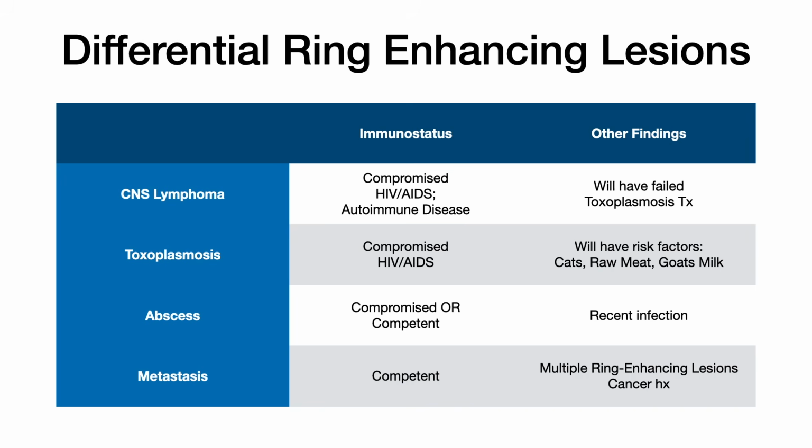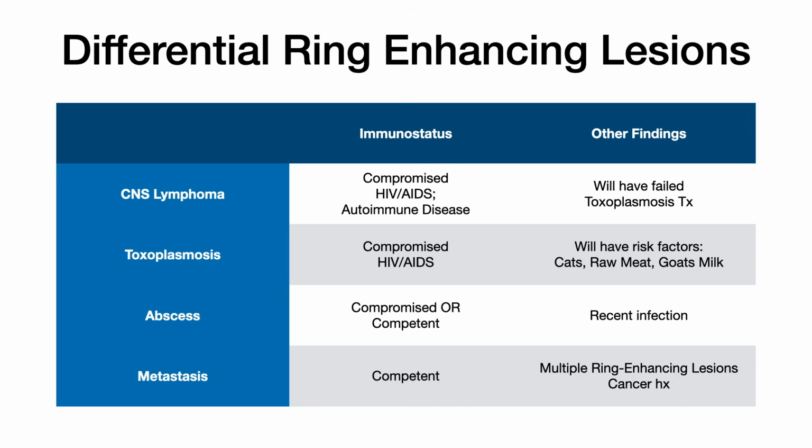If the test writer wants you to pick an abscess, you can't go by the immunostatus because the patient could be immunocompromised or immunocompetent. What they will give you in most instances is that the patient had a recent infection, and it's the entry of the pathogen through that infectious route that leads eventually to the abscess.